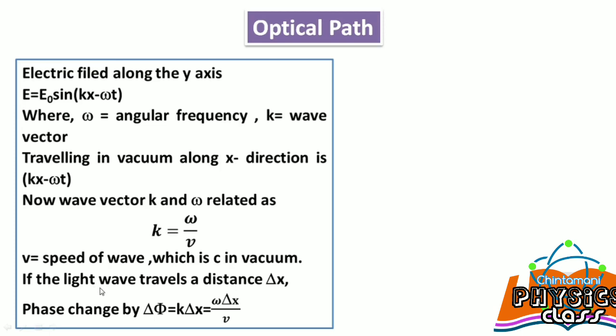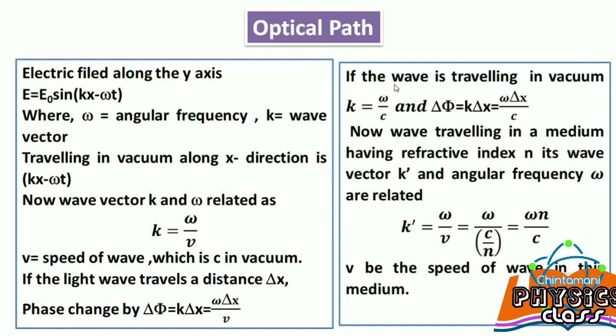If the light wave travels a distance Δx, the corresponding change in phase is represented by Δφ = kΔx. Substituting k = ω/v, if the wave is traveling in vacuum, then k = ω/c, and the corresponding phase change is Δφ = kΔx = ωΔx/c.